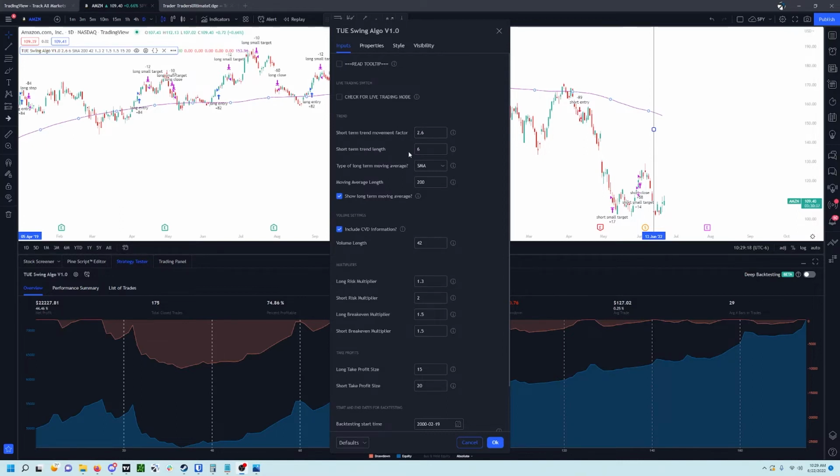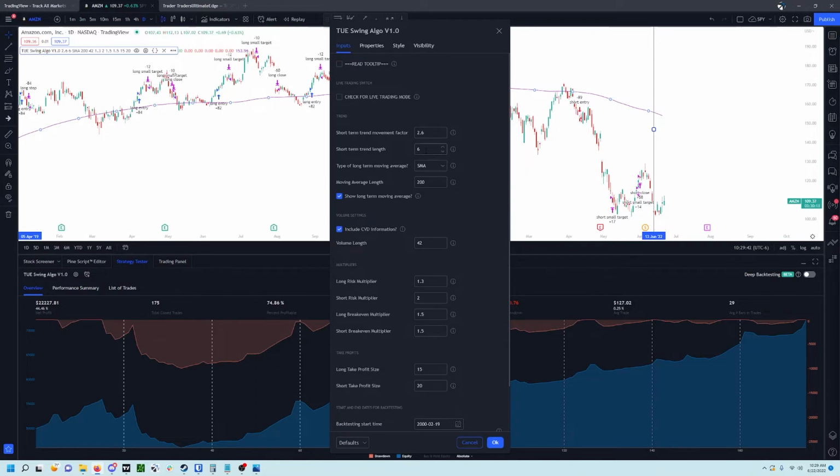You have the length, so longer here makes the trend longer, and shorter here is going to react to price changes much quicker. The movement factor is how much the price has to move to cause a change in the trend. That's a decent way to understand it, but what we want to do is adjust this for the best profit factor and win rate.